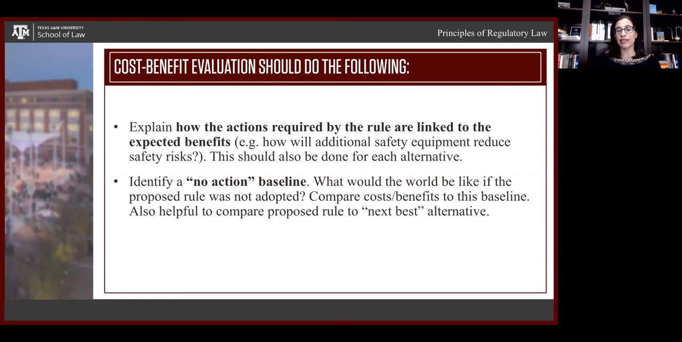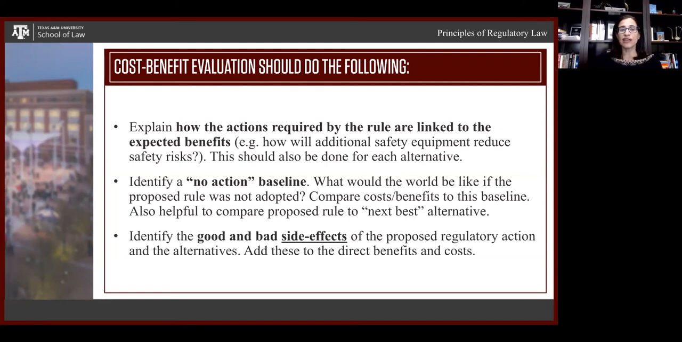It's also helpful to compare a proposed rule to the next best alternative. And a cost-benefit evaluation should identify the good and bad side effects of the proposed regulatory action, as well as the alternatives. And those side effects need to be added to the direct benefits and costs.